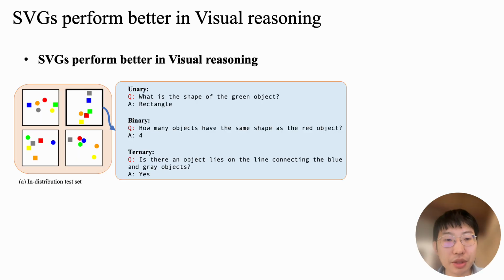In addition to image classification, we also conduct experiments on visual reasoning, and we found that SVG can actually perform better in visual reasoning. Here we use the CLEVR dataset, which includes three kinds of questions. The first category is unary, the second category is binary, the third category is ternary, where the level of difficulty gradually increases. You can pause the video and closely look at what kind of questions those three categories denote.